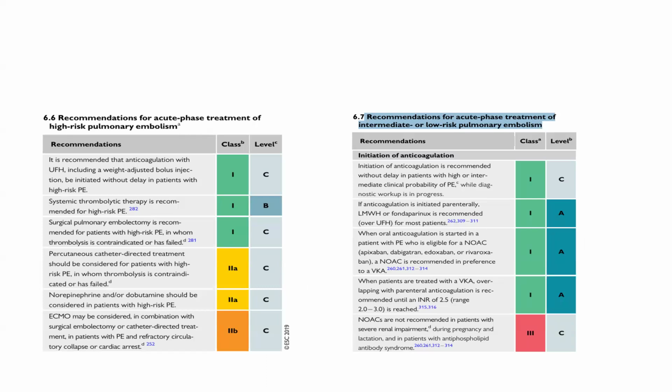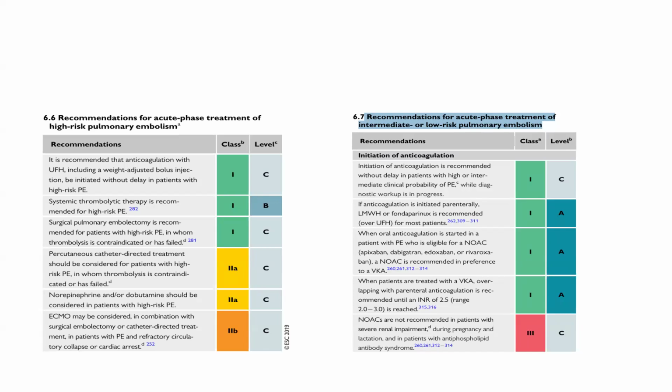So these are the recommendations for the acute phase of treatment of high-risk PE. It is recommended that anticoagulation with unfractionated heparin, including weight-adjusted bolus injection, be initiated without delay in patients with high-risk PE. Systemic thrombolytic therapy is recommended for high-risk PE. Surgical pulmonary embolectomy is recommended for patients with high-risk PE in whom thrombolysis is contraindicated or failed. Percutaneous catheter-directed treatment should be considered for patients with high-risk PE in whom thrombolysis is contraindicated.